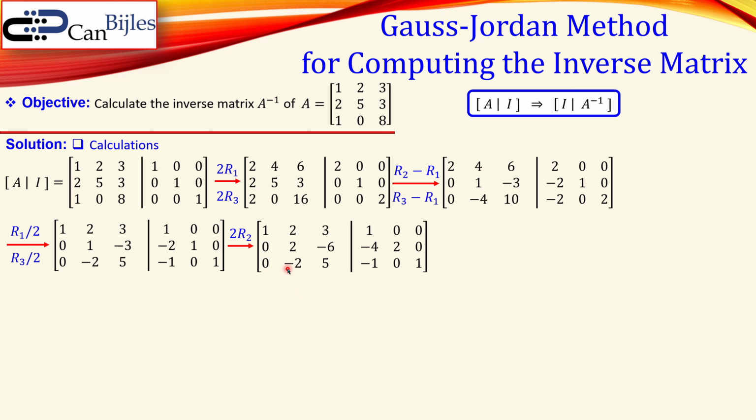Next one, now we need to make this 0. That can be done by using R3 plus R2, because then we have a 0 here, because this is 0 plus 0, minus 2 plus 0, and so on.